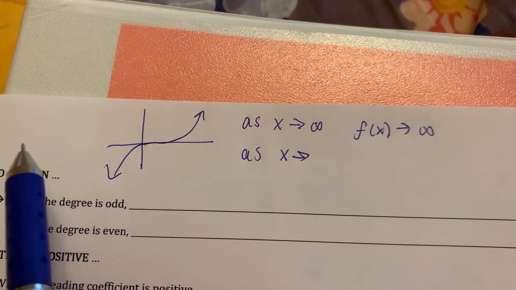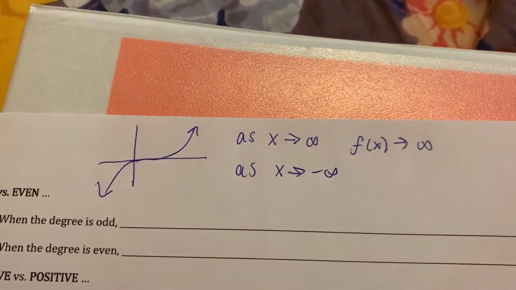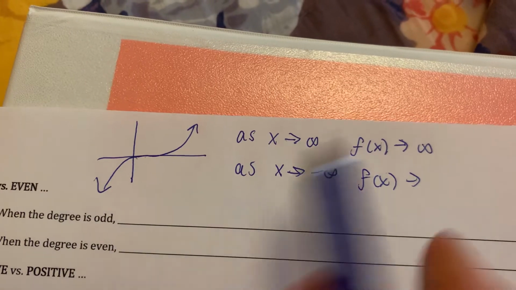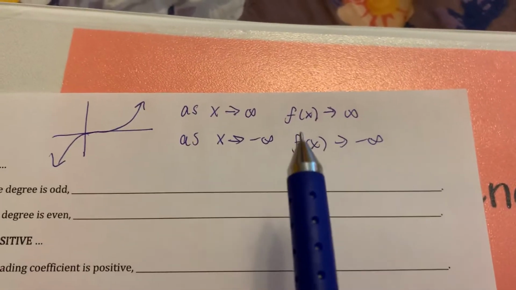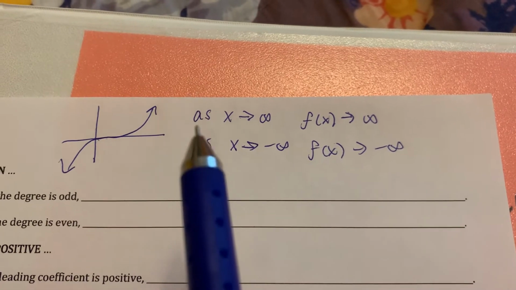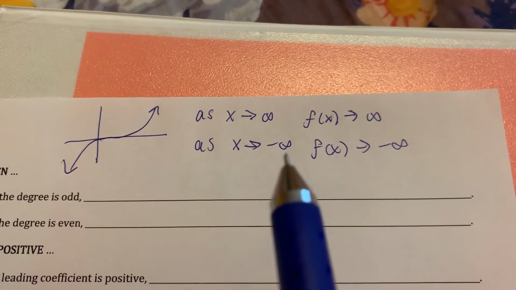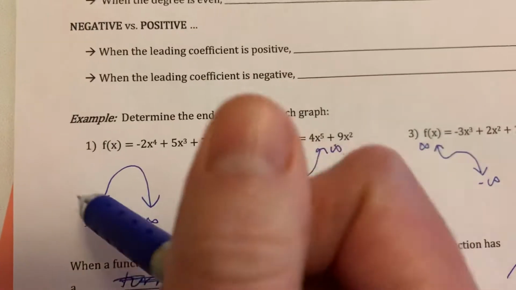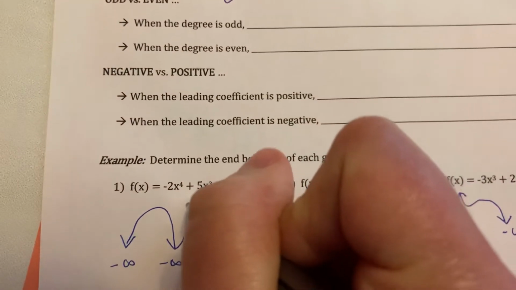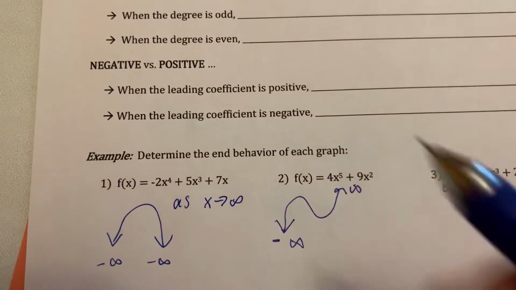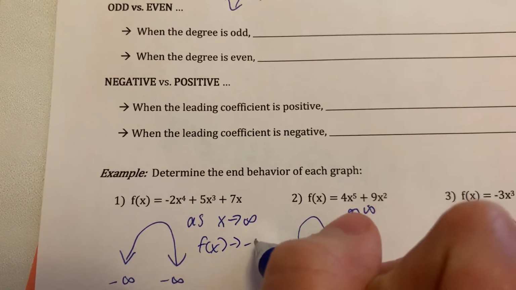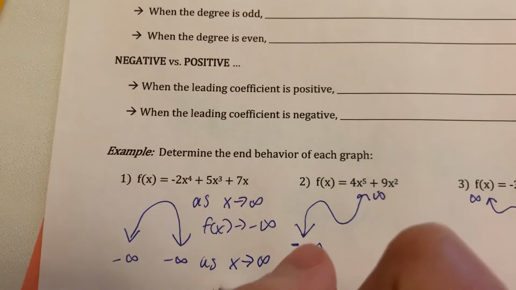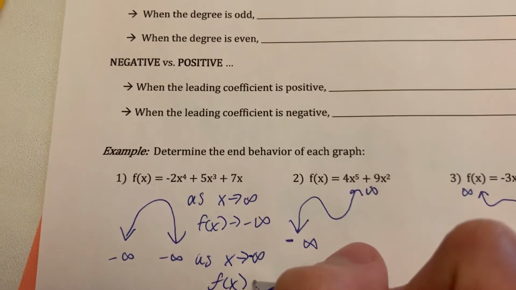-1, -10, -3,000, that's approaching negative infinity. F of x would then be approaching what? It would also be approaching negative infinity. So that's how you'd write your answer. You're always going to write as x approaches infinity, as x approaches negative infinity, but these two will be the ones that change depending on your scenario. So here, it doesn't matter. They're both going to negative infinity. So as x gets bigger, f of x goes to negative infinity. And as x approaches infinity, f of x also goes to negative infinity as well.